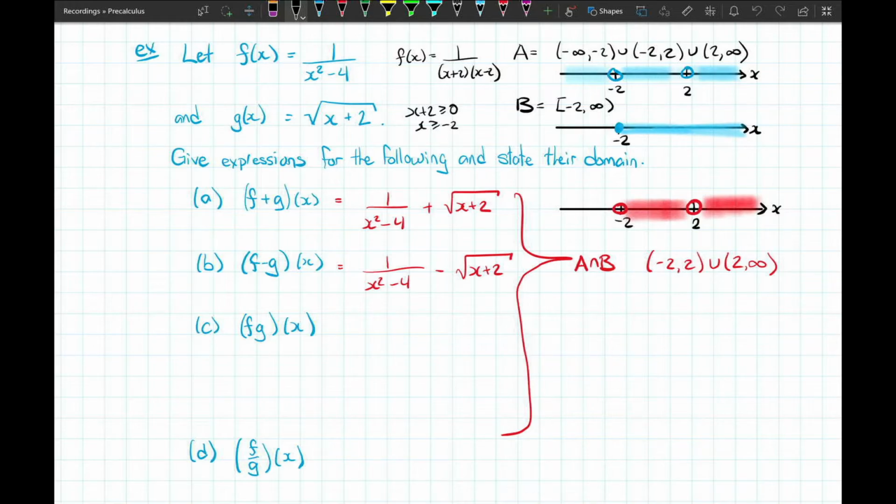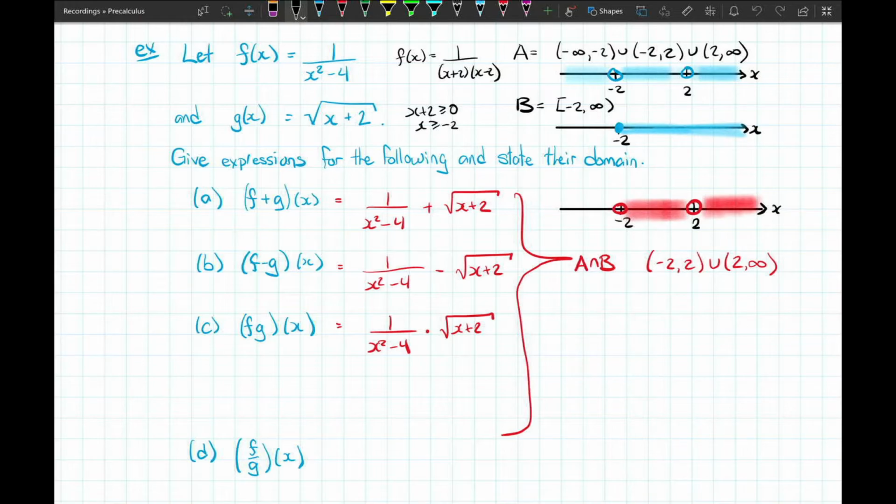But we might have to do a little bit more simplifying when we look at products. Well, let's see, the product of f and g, and that is simply going to be 1 over x squared minus 4 times this radical, square root x plus 2.